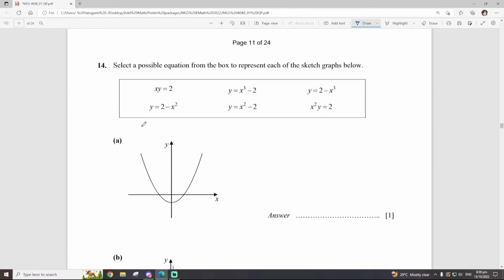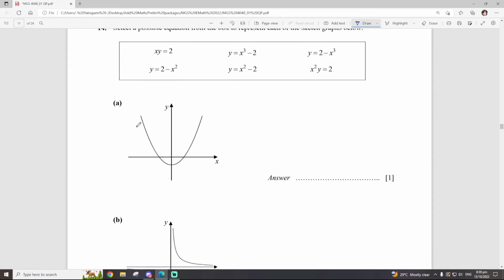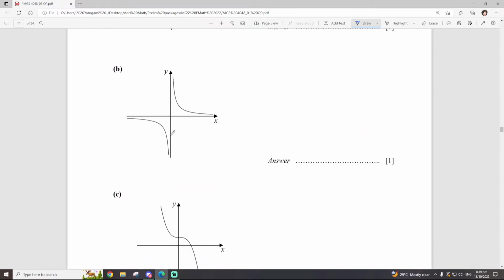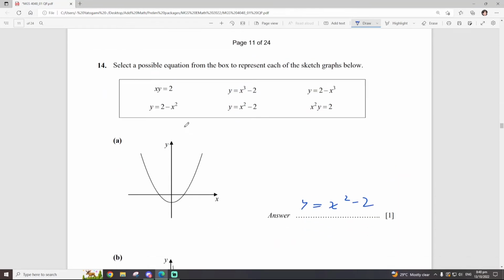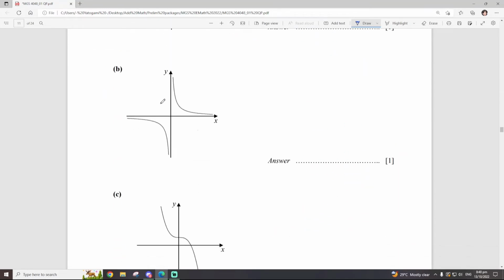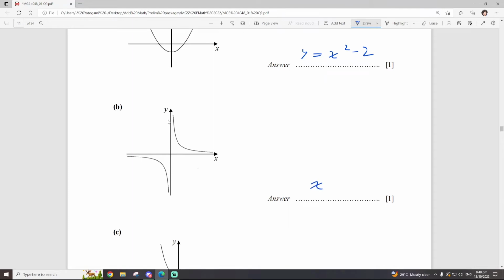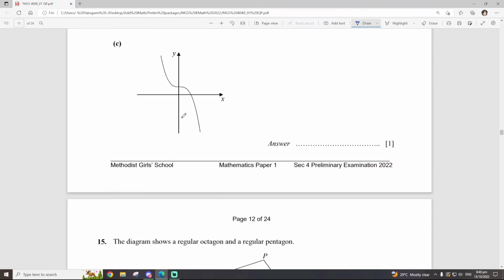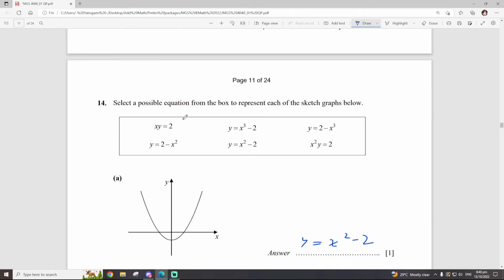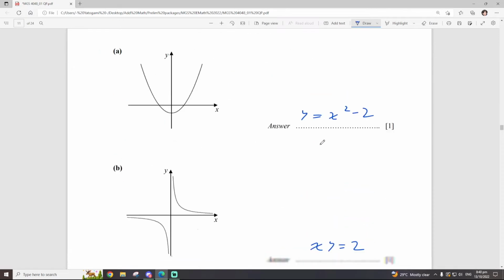Select a possible equation from the box to represent each of the sketch graphs. Okay, so we have a quadratic one to start, and it's a U, it's a happy face. So we want a positive one, so let's pick y equals x squared minus 2. Second graph is inverse, it's like a 1 over x graph. So let's pick xy equals 2, that's y equals 2 over x, which is possible. And the last curve is a cubic one. So we can choose, and it's decreasing, we'll choose y equals 2 minus x cubed.